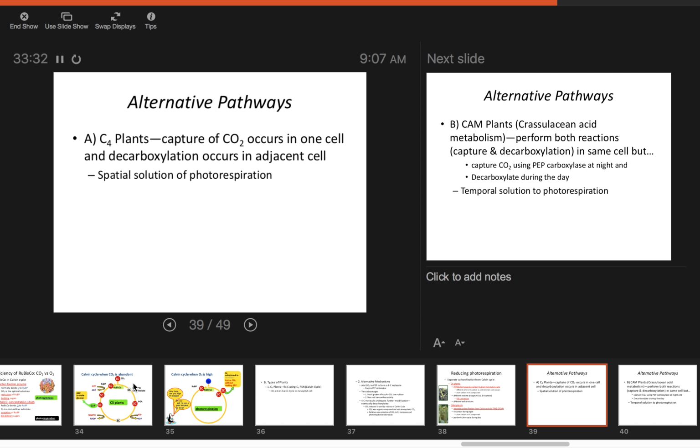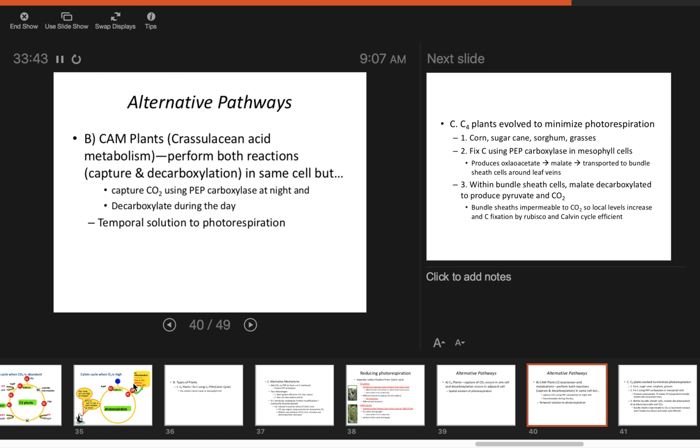Okay, so C4 plants capture CO2 in one cell that's adjacent to the Calvin cycle. So it's spatially, or physically, separating the two processes. CAM plants are a temporal solution to photorespiration. Capture CO2 at night, decarboxylate it during the day. But it's in the same cell.